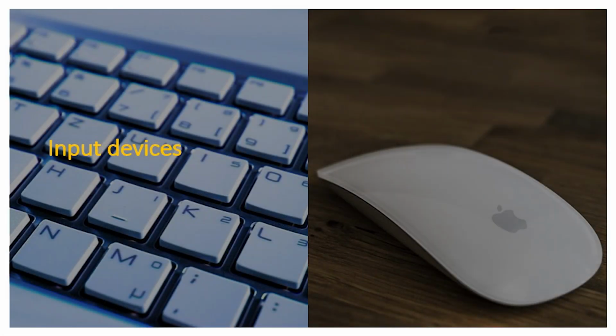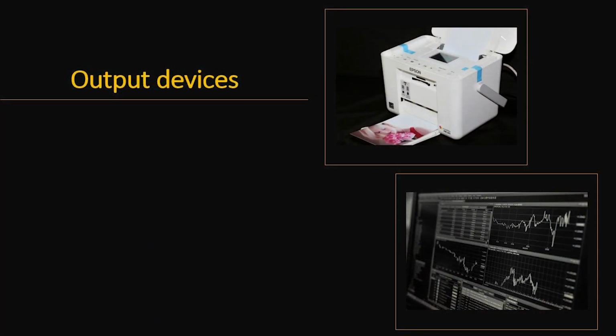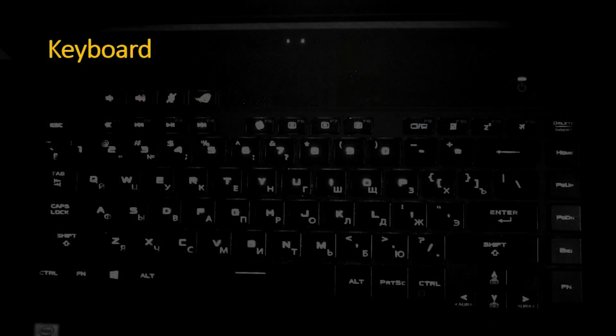Now we can talk about input and output devices. Input and output devices let the user communicate with the computer. The most common input devices are keyboards and mice. The most common output devices are monitors and printers. The keyboard. A keyboard is a device for entering input.